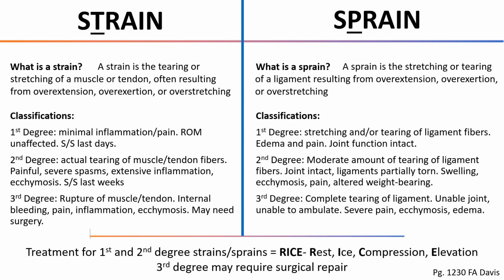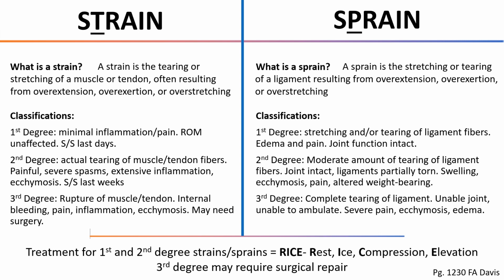A second degree, or a moderate sprain, results from a moderate amount of tearing in the ligament fibers. The joint remains intact and the ligament is not completely torn. There will be increased swelling, ecchymosis, and pain, and altered weight bearing will be evident in these patients.